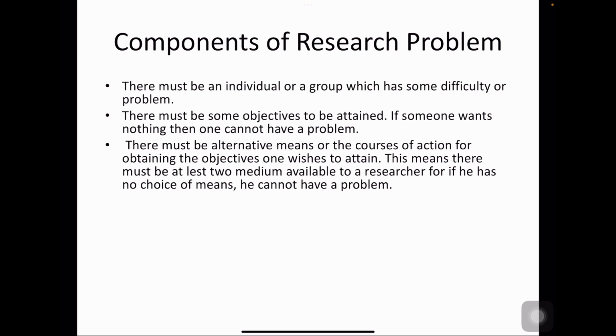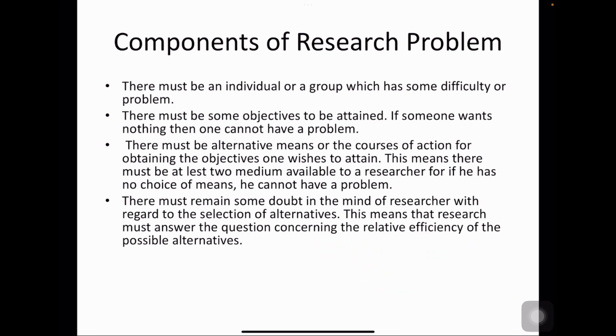There must be alternative means or courses of action for obtaining the objectives one wishes to obtain. This means there must be at least two mediums available to a researcher, for if he has no choice of means, he cannot have a problem. There must remain some doubt in the mind of researcher with regard to the selection of alternatives. This means that researcher must answer the question concerning the relative efficiency of the possible alternatives. There must be some environment to which difficulty pertains.